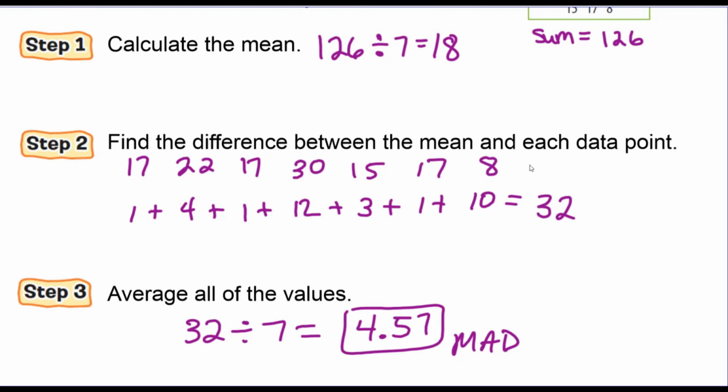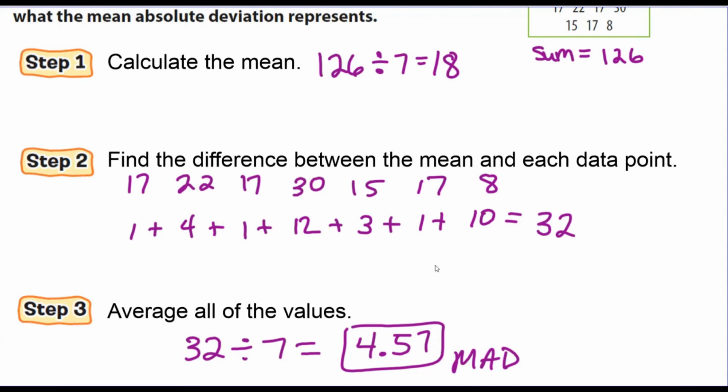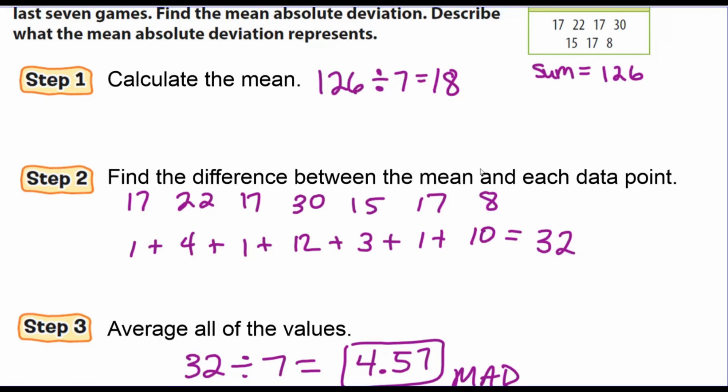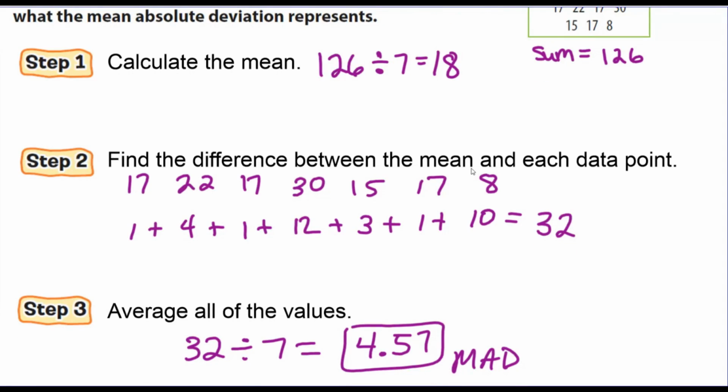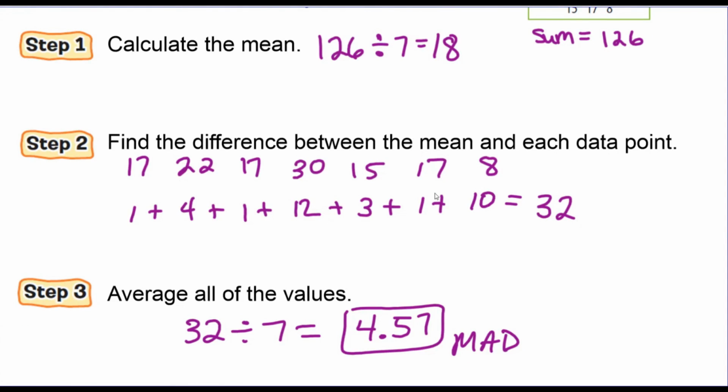So what does that tell me? It tells me that on average, in the games that he played, he scored within 4.57 points of the mean. So his data values were on average about 4.57 points away from the mean. Again, this is a measure of how spread out or how consistent our numbers are. An MAD of 0 would mean that all of his games were exactly the same number of points. So none of the points deviated from the mean at all or were different from the mean at all.